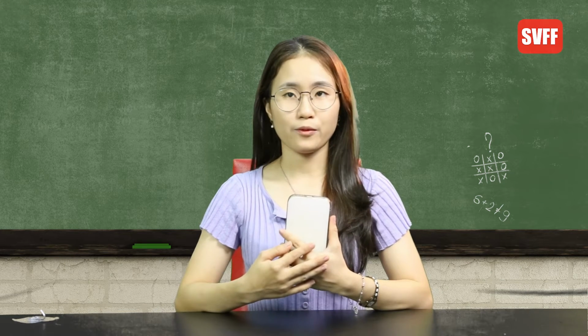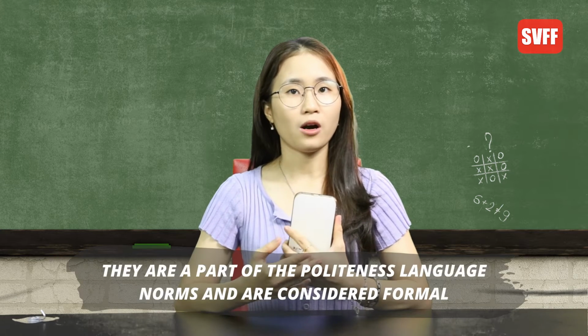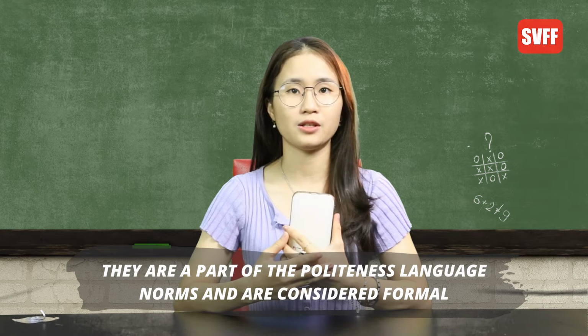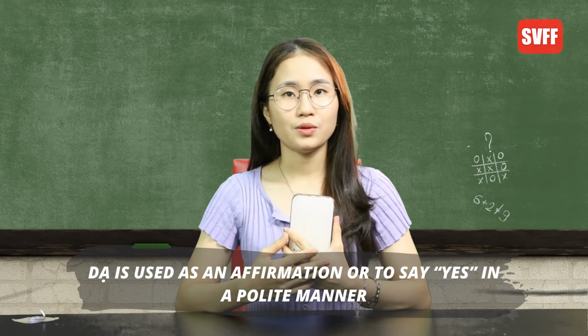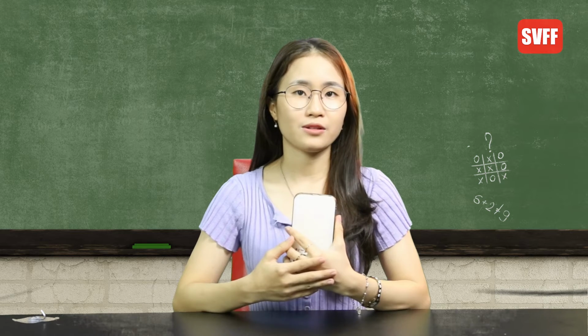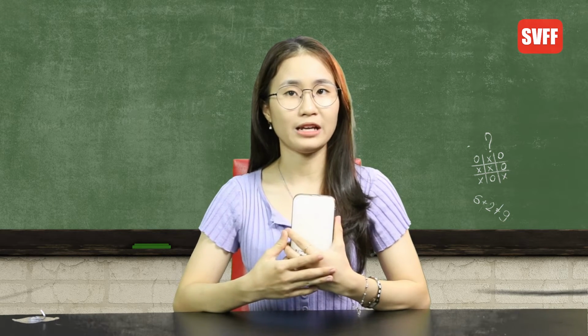Dạ. In Vietnamese, ạ and dạ are particles used to show respect to the person you are talking to, usually someone who is older or higher social class. They are part of the politeness language norms and are considered formal. Dạ is used to say yes in a polite manner. It's equivalent to saying yes, yes sir, or yes madam in English.